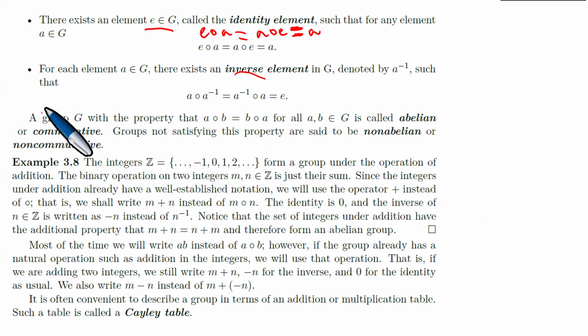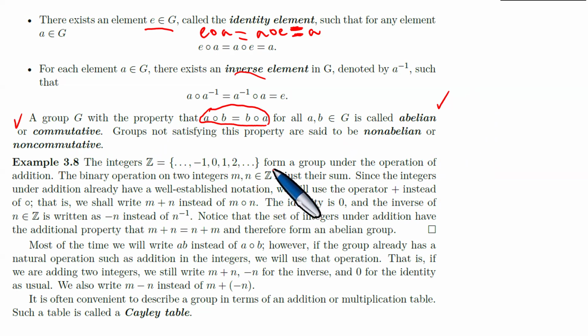Right, so we're going on to say a group G with the property that the composition of A and B is the composition of B and A for all A, B in G is called abelian or commutative. The composition of A and B is equal to the composition of B and A for all A, B in G. It's called abelian or commutative. Groups not satisfying this property are said to be non-abelian.